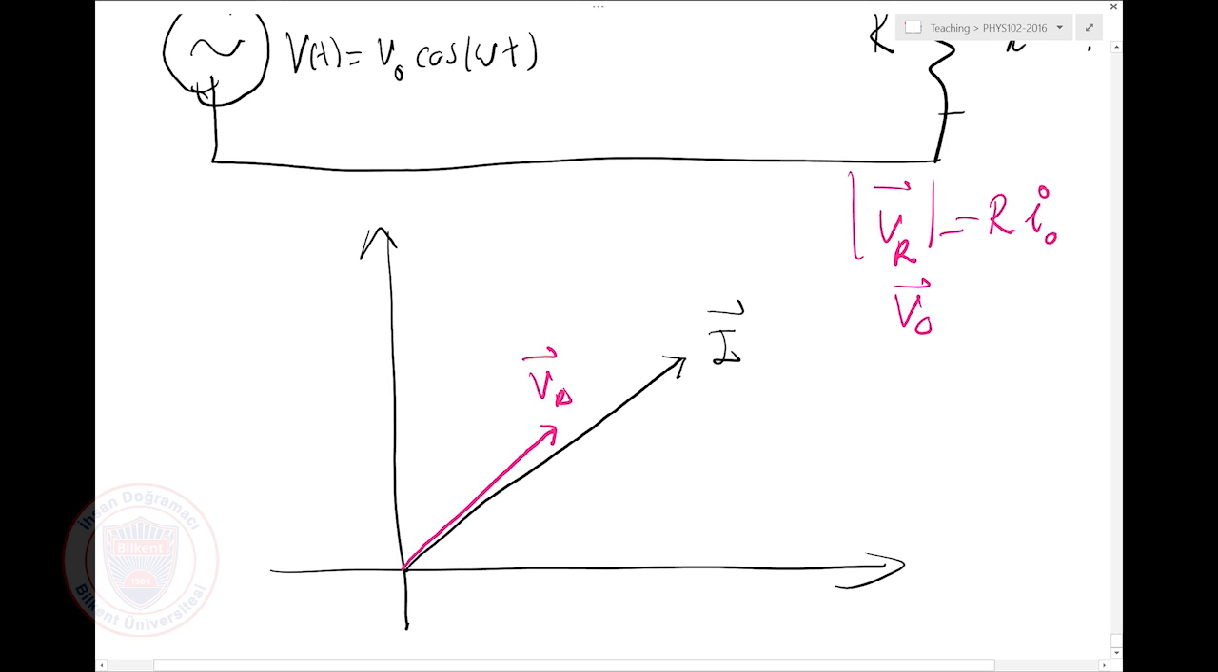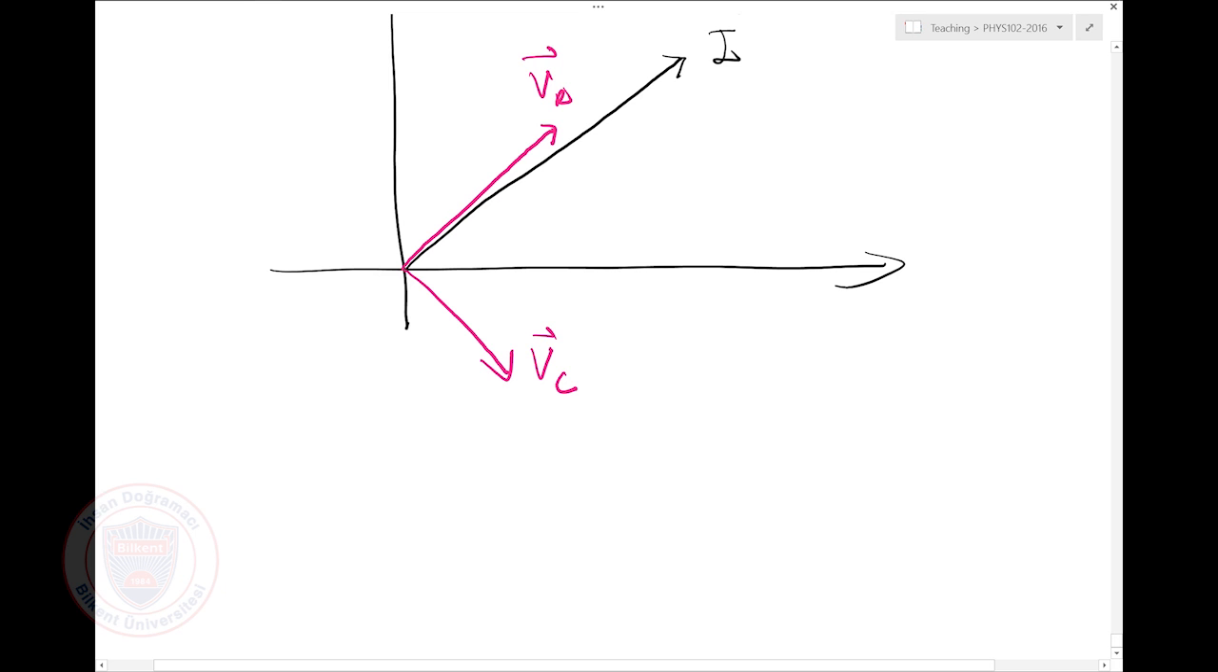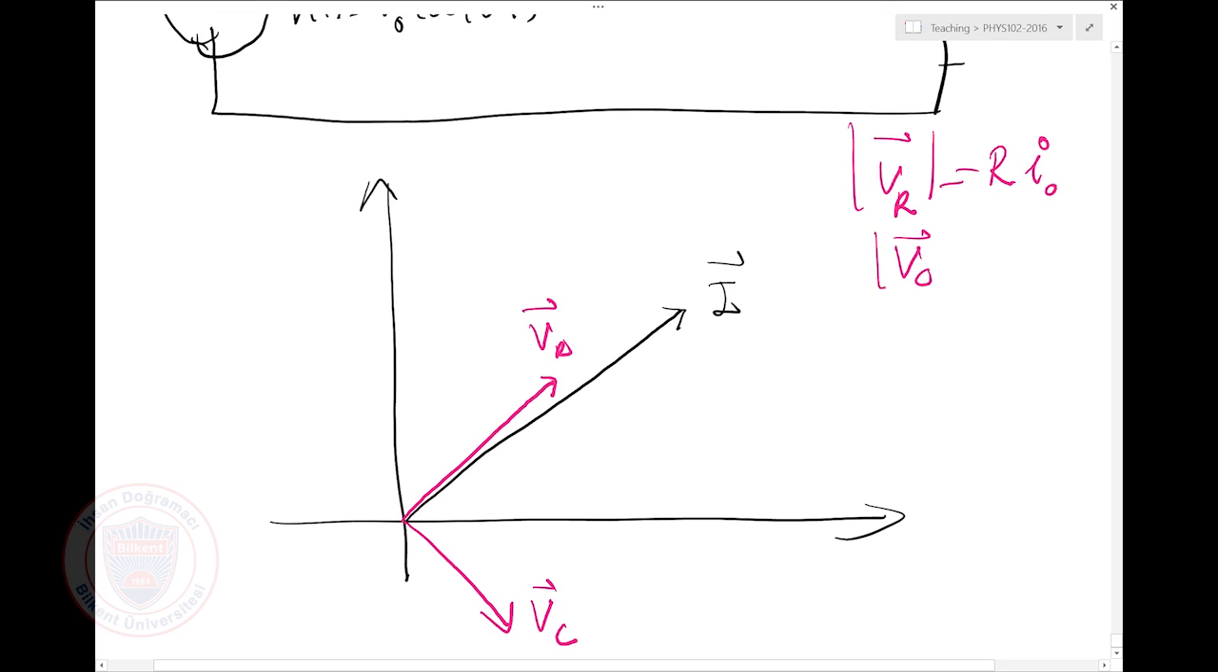How about VC? The direction of VC, let's go back to our definition. For the capacitor, voltage is behind the current. So VC will be in this direction. And VC magnitude is going to be 1 over omega C times I0.